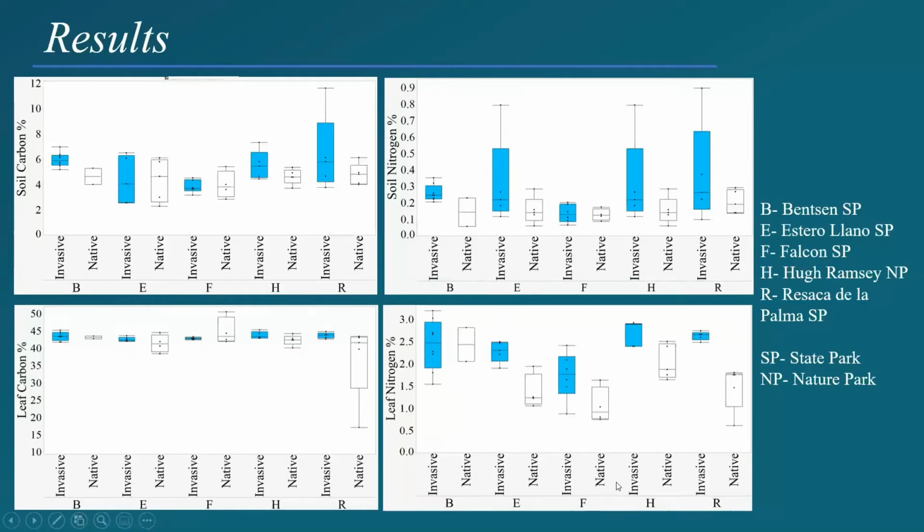So in terms of the invasive grass and soil carbon percentage, there is kind of a mixed result, where there are times when the invasive has a broader range of soil carbon versus the native. But in soil nitrogen, there is a very apparent significant difference between the native and invasive, showing that invasive does have a higher amount. Leaf carbon was not very significant, whereas for leaf nitrogen, there was a higher percentage of nitrogen inside of the invasive guinea grass compared to the natives.